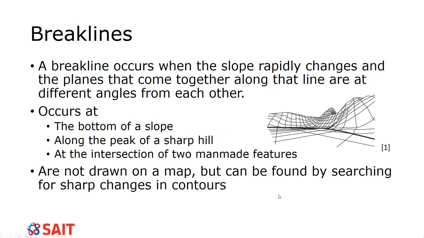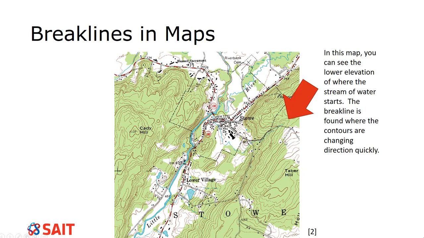But we can find it. You can look for it on a map by looking for these sharp changes in contours. So along here, we can see in this area that the contours along this water body kind of peak out, and we say that we do not draw them across a water body, in this case, because it becomes a break line. So it's just something to keep in mind.